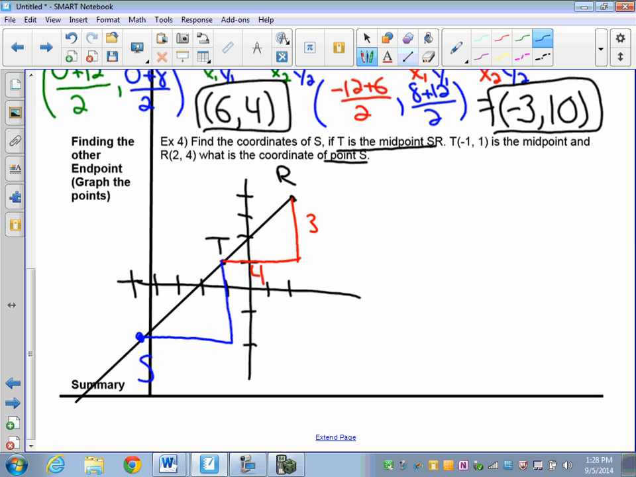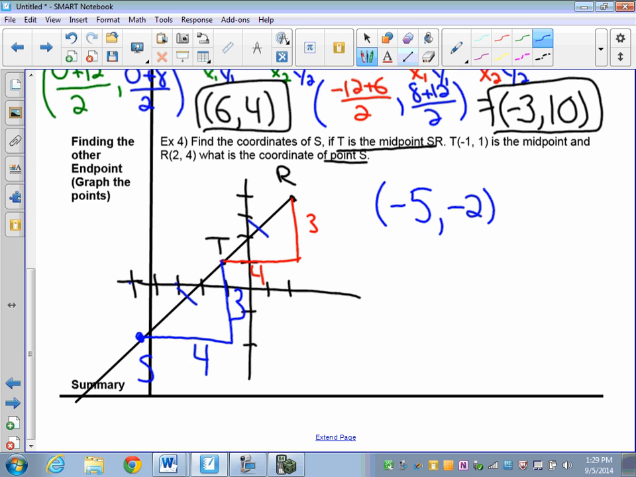That's point S. And as you can see, I have two congruent segments. ST is congruent to TR. So what is this point? Negative 1, 2, 3, 4, 5, negative 2. So it's going to be negative 5, negative 2. That's the easiest way to do this. So again, I just go down 3 and to the left 4.